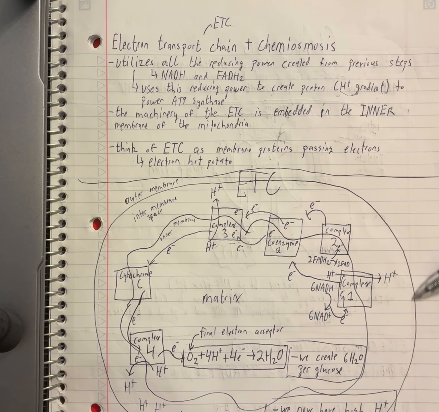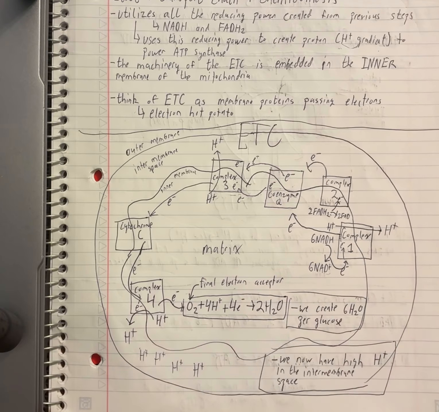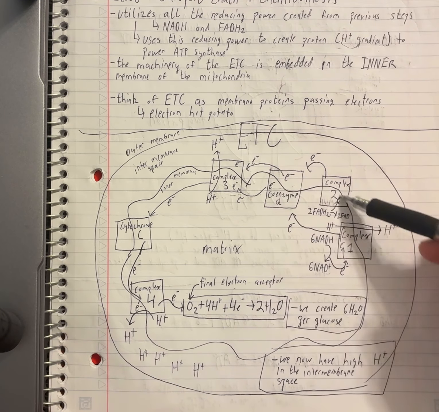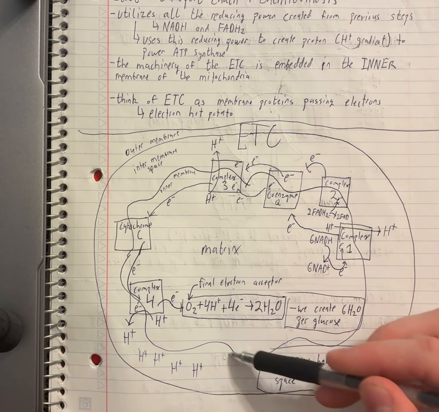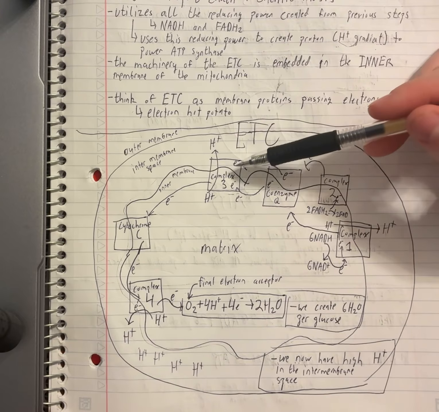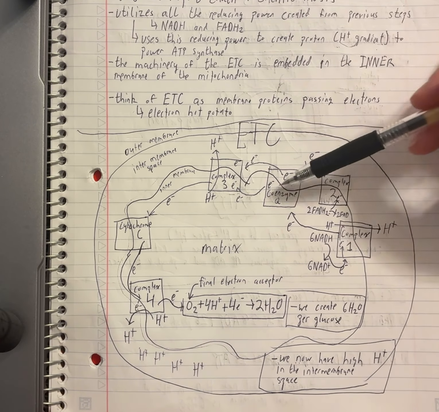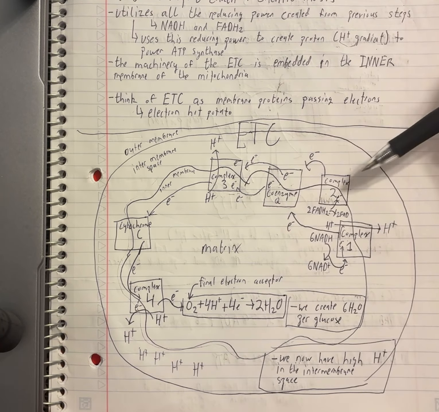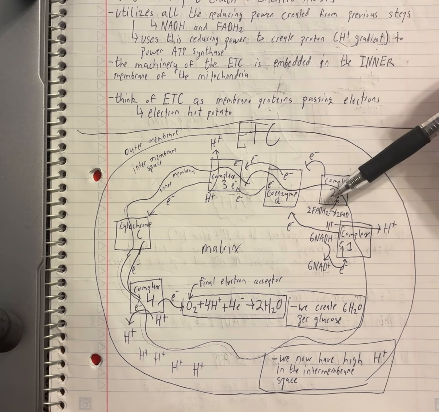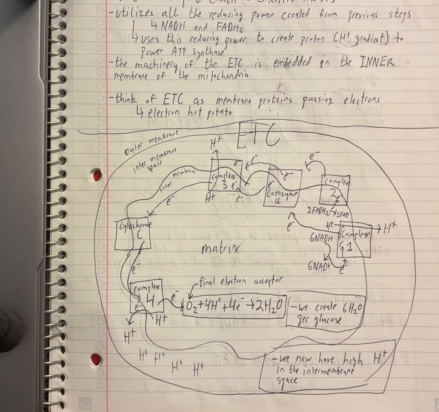So again, we have this big circle here. Let me scoot it up, which is the outer membrane. And then we have this wavy inner membrane of the mitochondria with the cristae. And these pieces of machinery that make up the electron transport chain are actually embedded, they're transmembrane proteins on the inner mitochondrial membrane. Remember that.